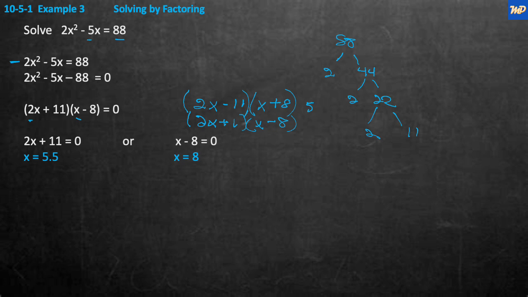And then when you solve this, you take the 11 to the right-hand side and divide by 2, and you get negative 5.5 for one of the x values. And the other one, you get 8, because you took x minus 8 equals 0 and found x to be equal to 8.